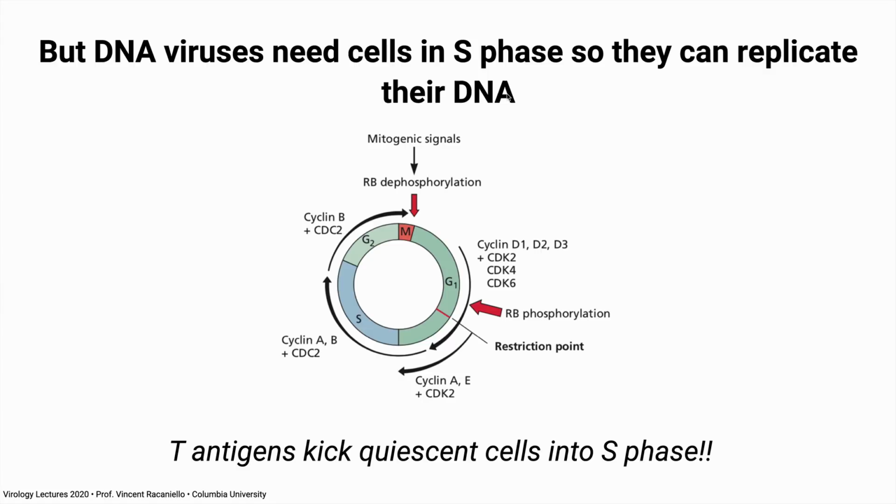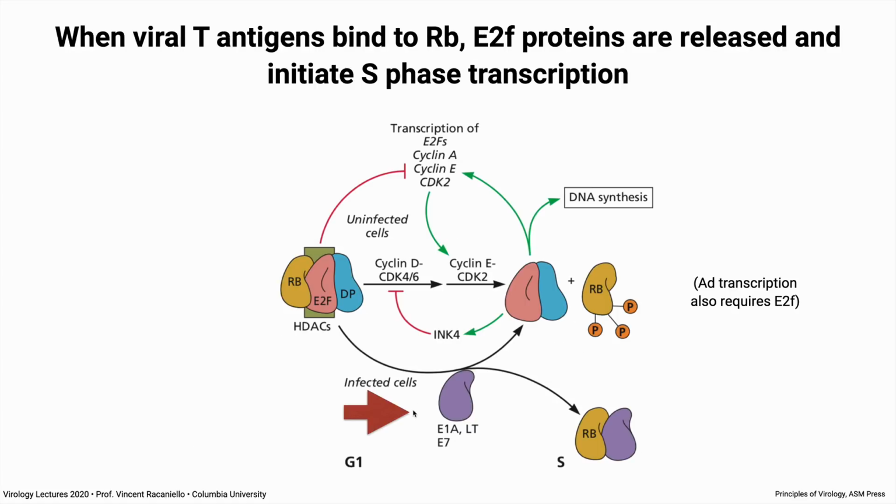Remember that DNA viruses need cells to be in S phase so they can replicate. And we talked about this with T antigen. We said T antigens kick quiescent cells into S phase. So, if the conditions are right, the cells will go through mitosis and proceed into G1. But if conditions are not right, RB will be dephosphorylated. You will not get progression through the restriction point. Remember, we have to have RB phosphorylated to pop it off E2F. And T antigen, at least of SV40, is what I showed you earlier in this course. They can kick quiescent cells into S phase, and we talked about this earlier.